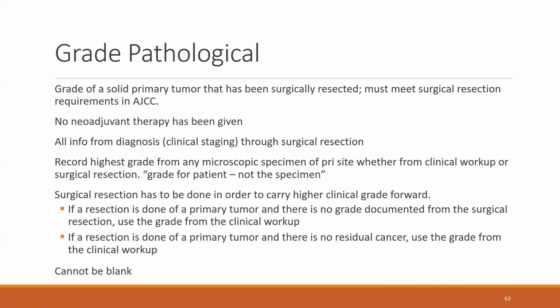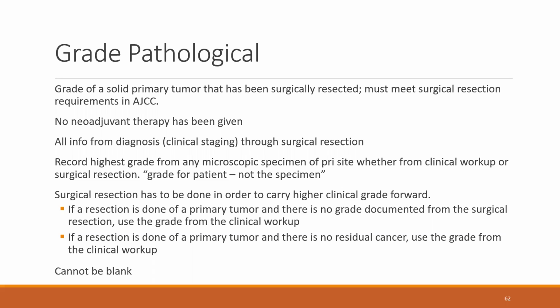All right, and then grade path. This is the grade of the solid primary tumor. It has to be surgically resected. It has to meet the guideline requirements in AJCC for a surgical resection. No neoadjuvant therapy has been given. You can use all the information, including clinical staging, through surgical resection.